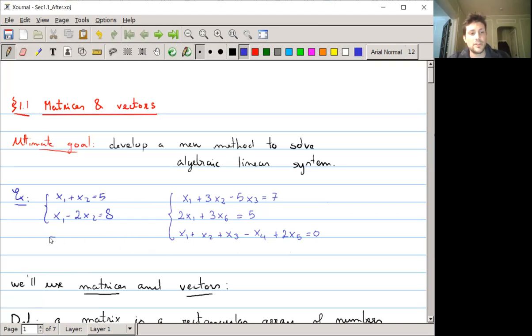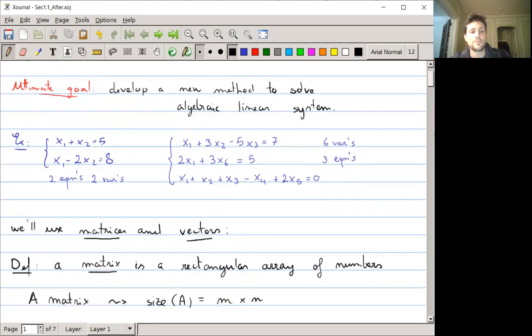This linear system here has 2 equations and 2 variables. And the one that I just made up here happens to have 6 variables and 3 equations. It is to work with stuff like this that we will develop a whole new language and a whole new theory. And the main characters of that language and theory are going to be matrices and vectors. So that's going to be the starting point of our journey.